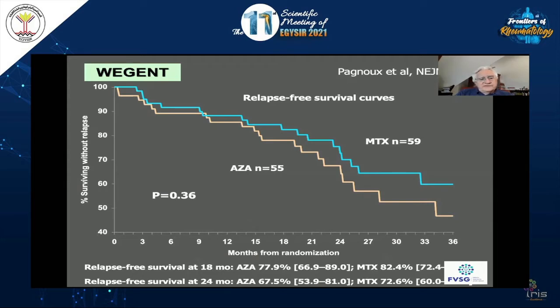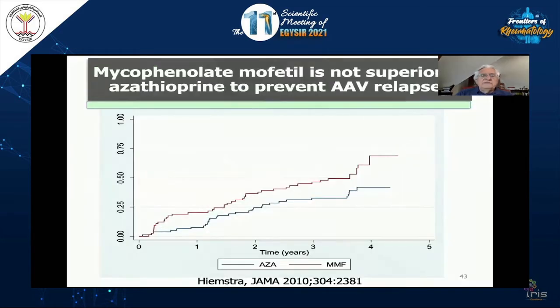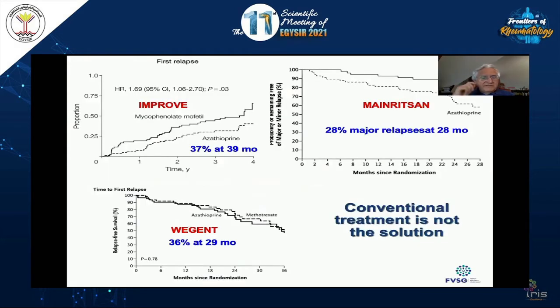But what is obvious is that at 3 years, the relapse rate is high and that these drugs are not very effective to keep patients in remission. More recently, mycophenolate mofetil has been tried, and this drug is not superior to azathioprine, it is inferior to azathioprine. And we do not recommend mycophenolate mofetil as a systematic maintenance treatment in patients with ANCA-associated vasculitis.